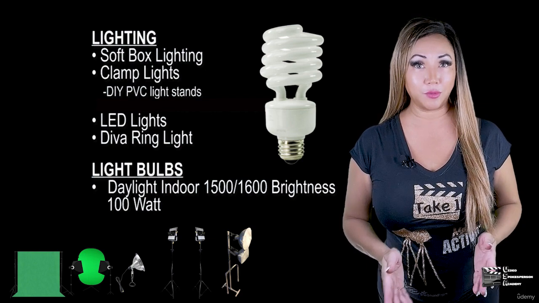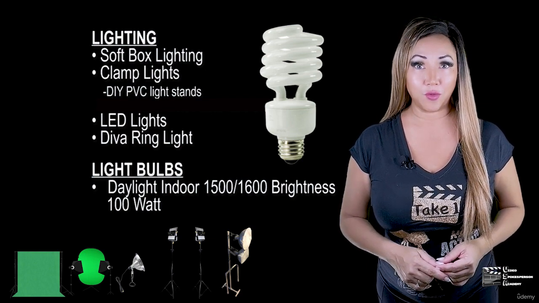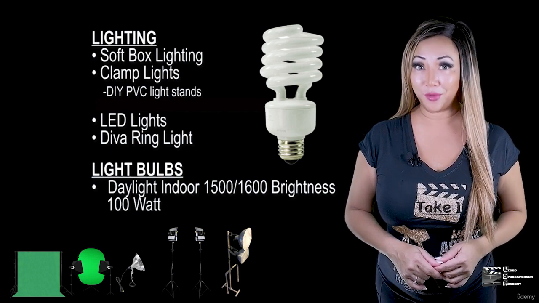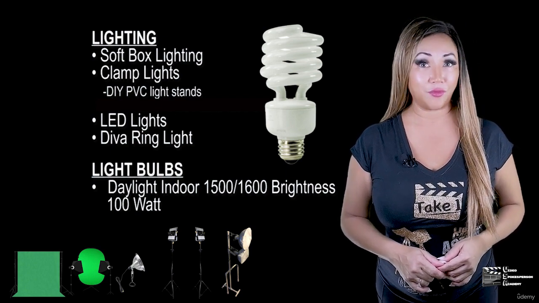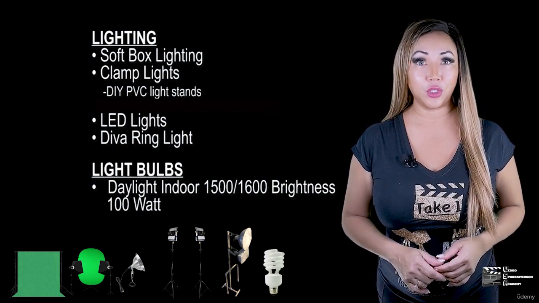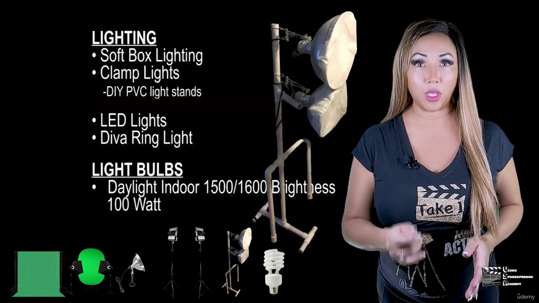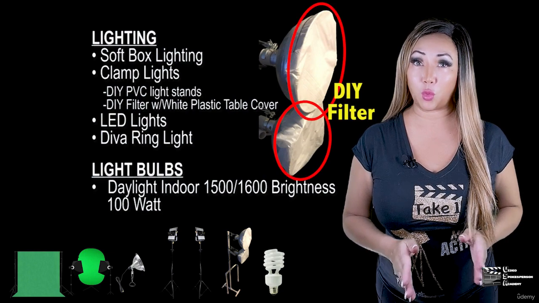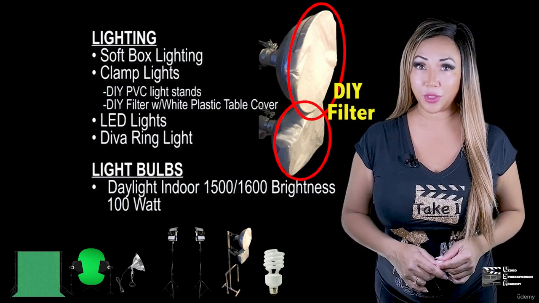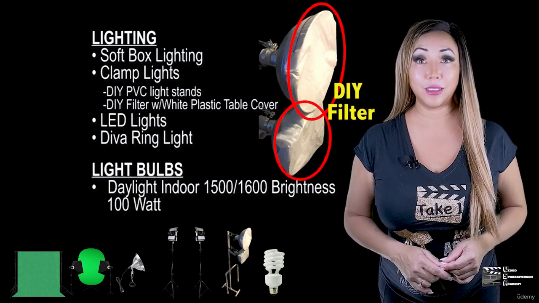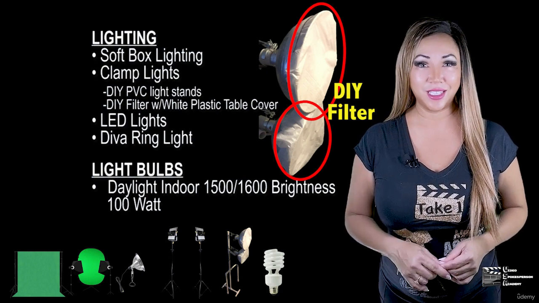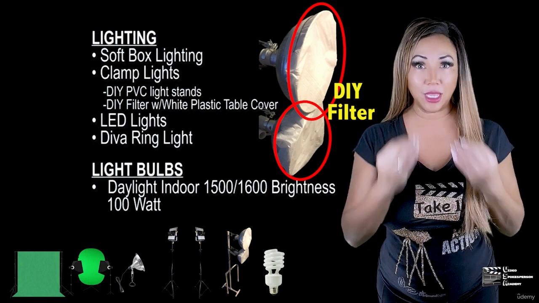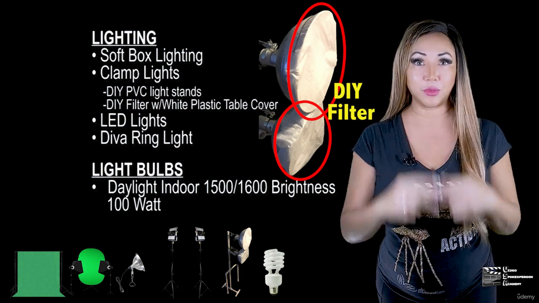So depending on the type of lighting encasements you use, from the light box to the clamp lights, you have to determine how many light bulbs you will need. And finally, for the clamp lights, you will need a DIY filter. I just get those inexpensive plastic, disposable white tablecloths, cut off a piece that will fit over the clamp lights and tape it around the sides. The filter is extremely important because it softens the talent and eliminates the hot spots.